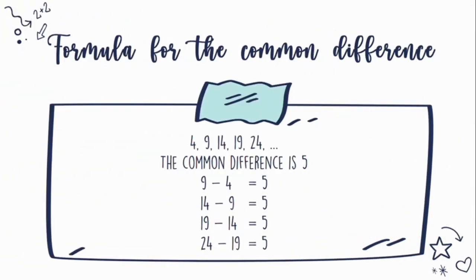Formula for the common difference. There is the sequence 4, 9, 14, 19, 24, and 3 dots. 3 dots means it continues to infinity. The common difference is 5 because 9 minus 4 is 5, 14 minus 9 is 5, 19 minus 14 is 5, 24 minus 19 is 5.